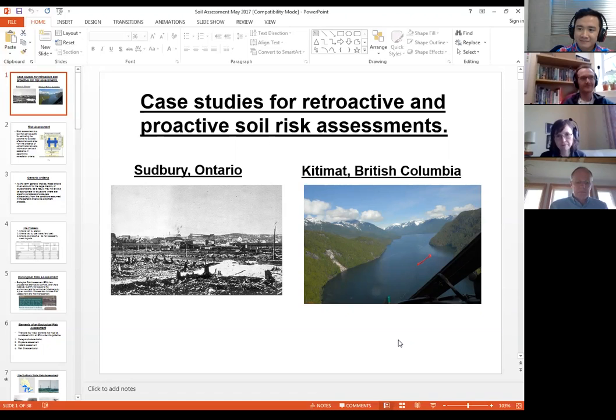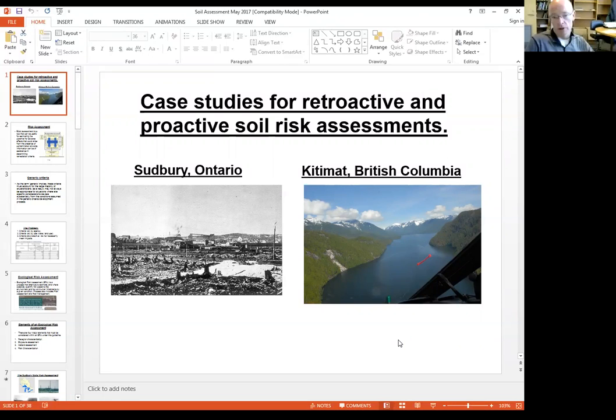So the two case studies I'm going to talk about: one is in Sudbury, Ontario, which is actually the reason I came to Canada a few years ago. It was a very heavily impacted mining area that is showing signs of recovery. I'll talk about a risk assessment that was done there. In that case, I was a reviewer, and it was the most expensive soils risk assessment done in Canada.